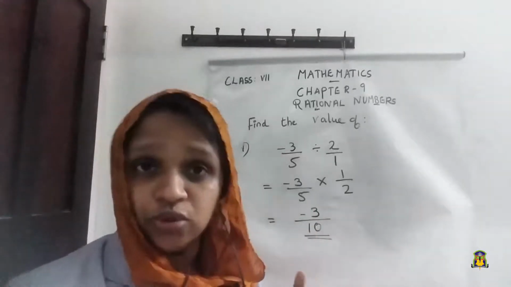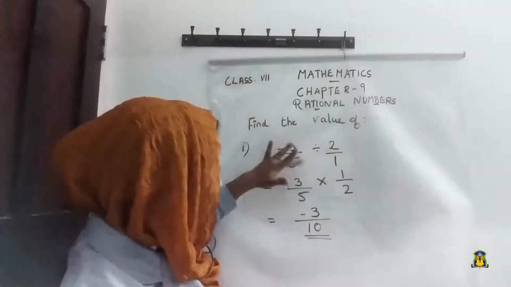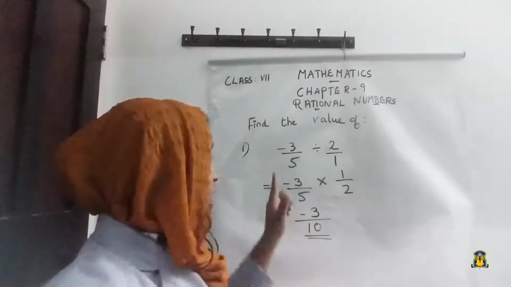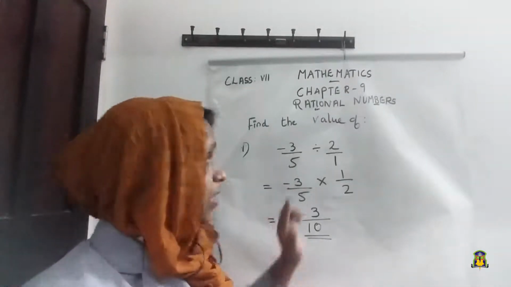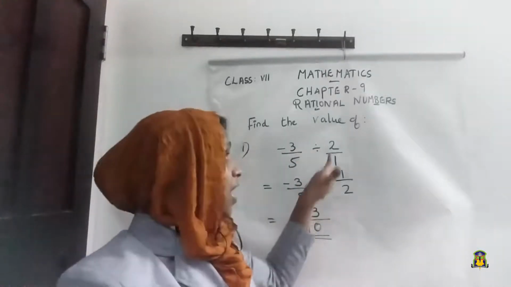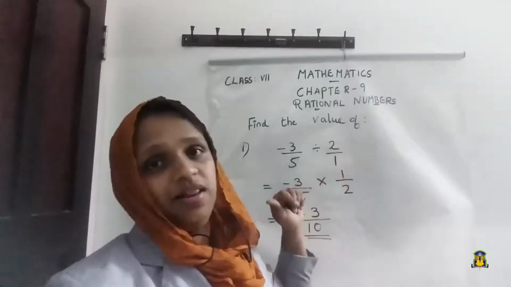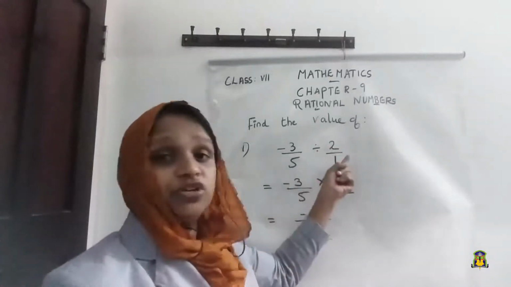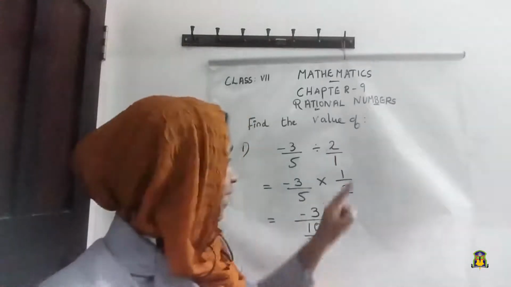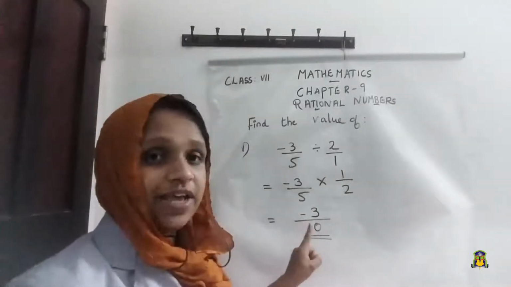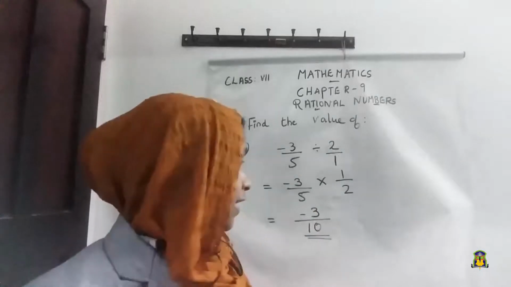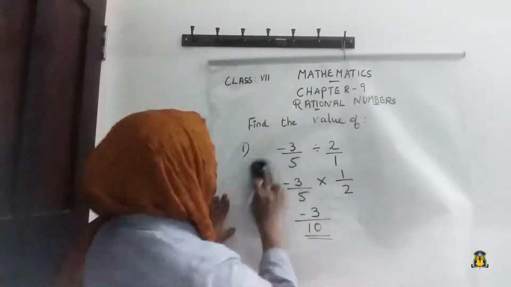So how do we divide two rational numbers? First rational number has no change. Write the rational number like that itself. Next, division will change to multiplication. And don't forget to take the reciprocal of the second rational number, that means 1 by 2. So our final answer is negative 3 into 1, negative 3, by 5 into 2, which is 10. Got it?